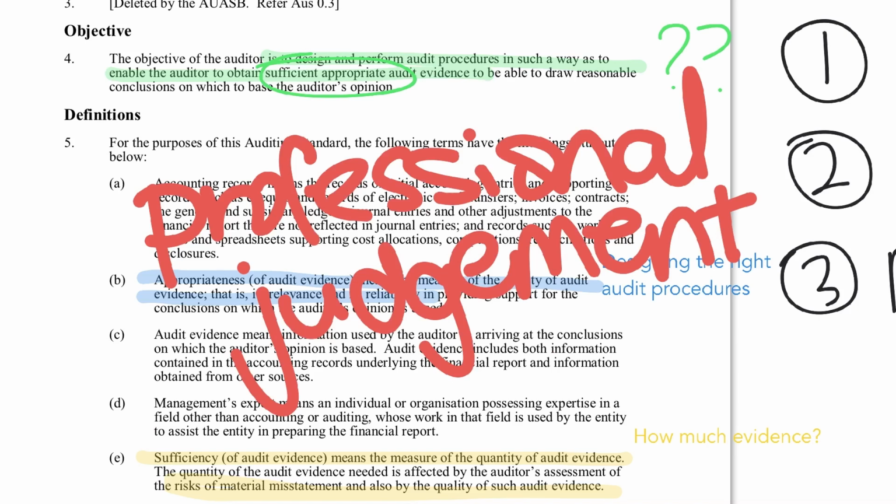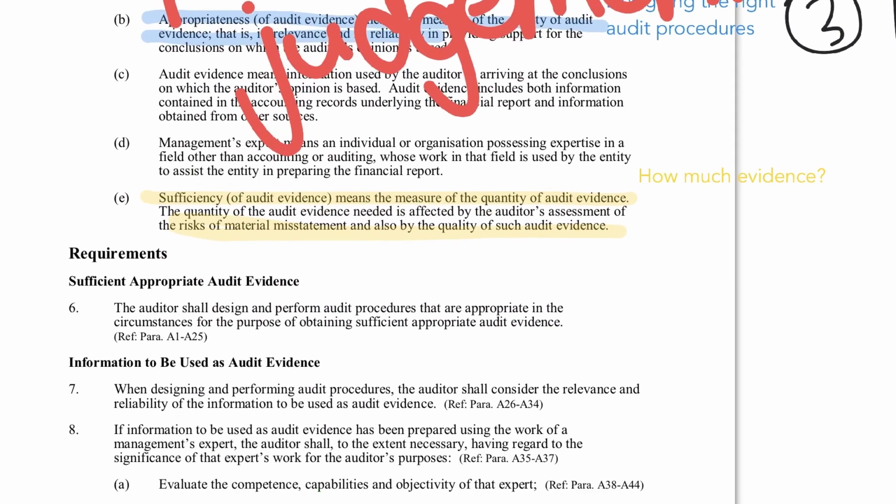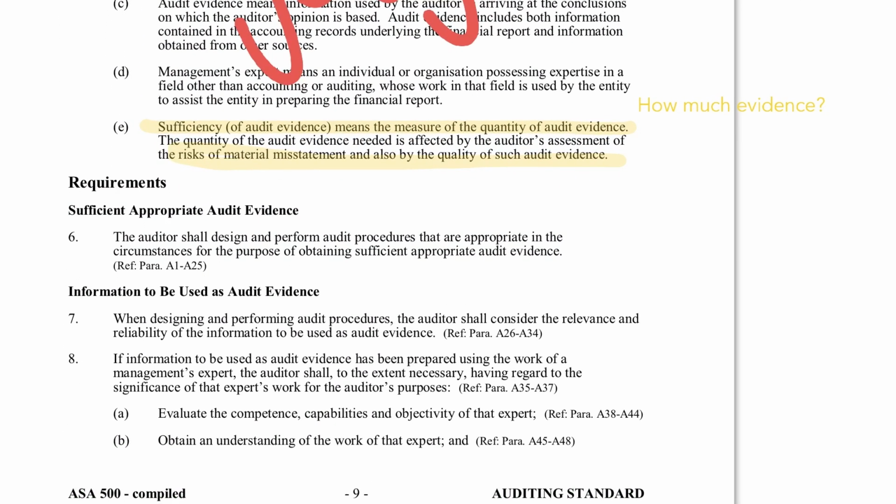So that's the objective. It says we have to go out and make sure we collect sufficient and appropriate evidence, and that's reinforced here in the requirements. So remember, the requirements is where we start the actual bits of what we have to do, and the auditor shall design and perform audit procedures that are appropriate for the circumstances of obtaining sufficient and appropriate evidence. So we have to consider the relevance and reliability of information. Where does it come from? Is it the right information for the right question?